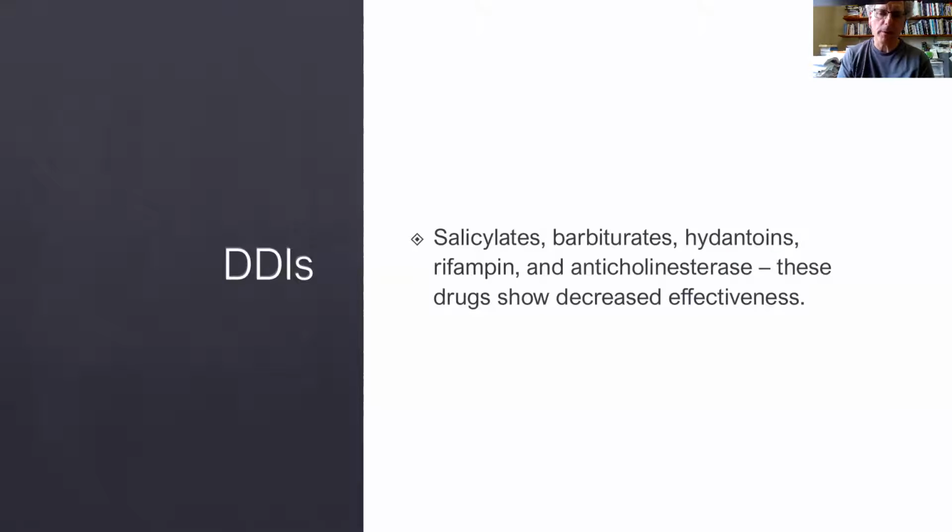Salicylates, barbiturates, hydantoins, rifampin, and anticholinesterases, all of these will decrease the effectiveness of drugs like aldosterone analogs and things like that.